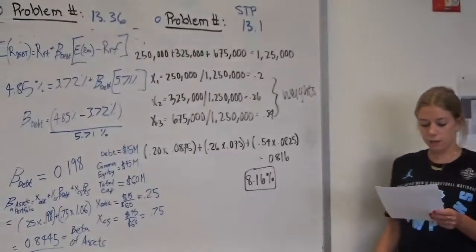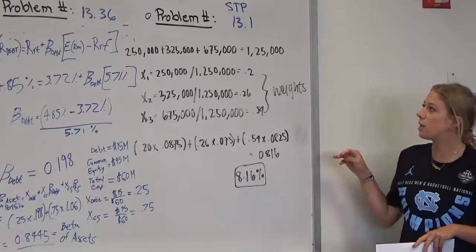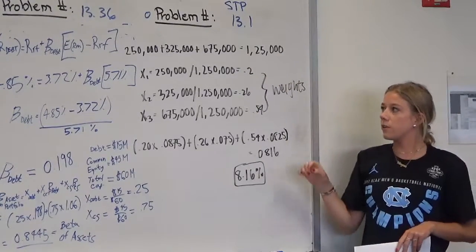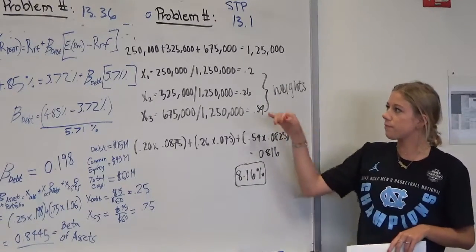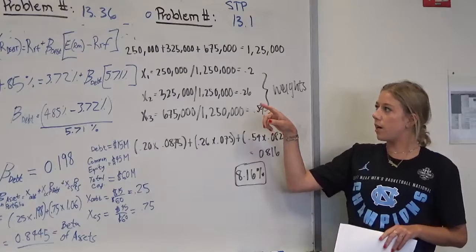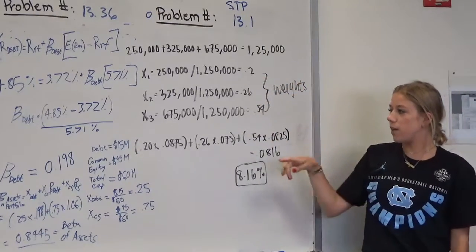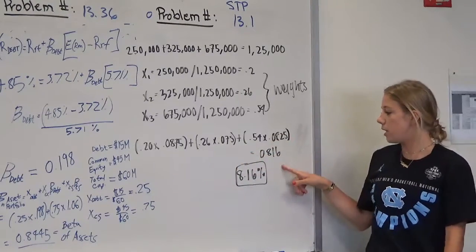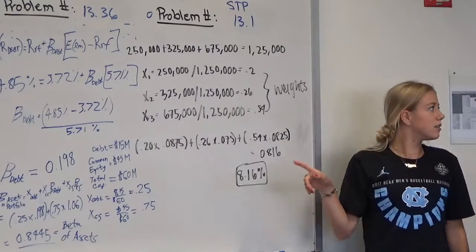Okay, so for our problem, we're given the market value of the assets for 3 divisions, and then you add them to get the total market value of all the assets, and then for each division, to find the weight of each division, you do the value of the assets divided by the total, and then you get these 3 weights, and then you multiply them by their individual return rates, and then you add those all together, and you get the total weighted average.